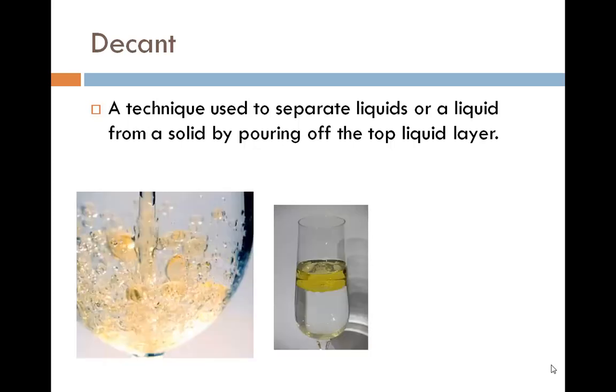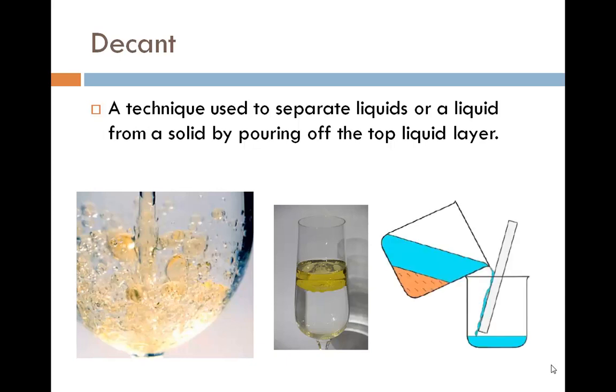So if you've got oil and water, for example, and you wanted to separate them from one another, you would carefully pour off one layer, and that would be an example of decanting. Or in this class, we're going to use it to separate a liquid from a solid by very carefully pouring off as much of the liquid as we can get off of the solid at a time, doing it several times to make sure we get all the liquid off.